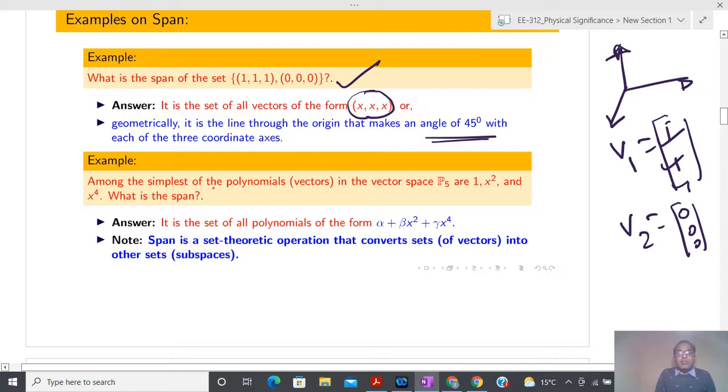Among the simplest polynomial vectors of the form P5 are 1, x square and x4. Now I am going to define the span, and in order to define it, again you can multiply with alpha, beta x, gamma x square. So if you see, the span is nothing but a set-theoretical operation that converts a set of vectors into other sets of subspaces.